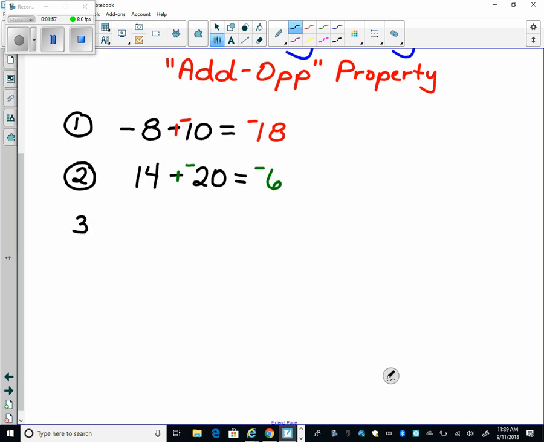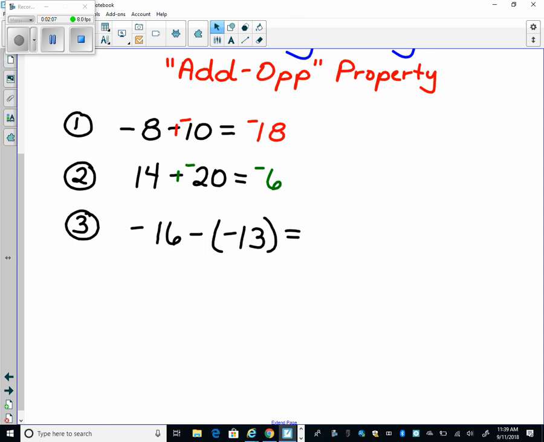Question number 3. Let's do -16 minus -13. A lot of signs in this problem. Think about that phrase, add-op, again. Change from subtraction to addition. There's your add. Take the opposite of the following number.